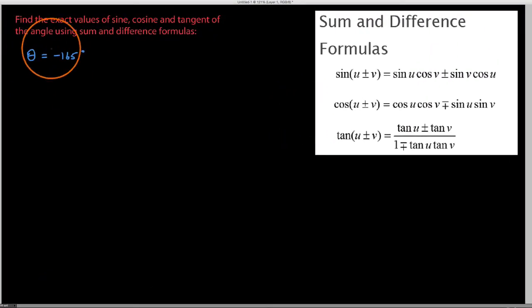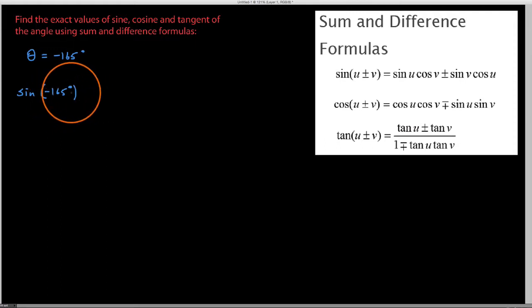Okay, YouTube, in this video we're going to use the sum and difference formulas to find the exact values of sine, cosine, and tangent of this angle right here, negative 165 degrees, and talk about how these formulas are actually useful in doing so. Okay, so we have the desire to go find the sine of negative 165 degrees.